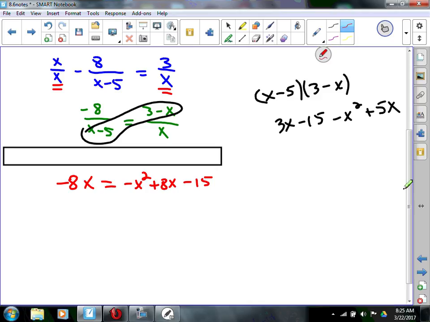So I really can't stand negative x squared, so guess what I'm going to do with all the x squareds? I'm going to put them on the left side of the equation. You all right with that? So I'm going to have x squared. Now I have minus 8x, and I'm going to be subtracting 8 more x. So what's that going to give me?